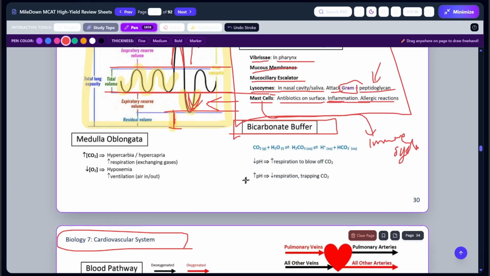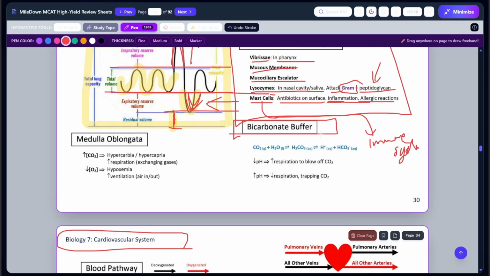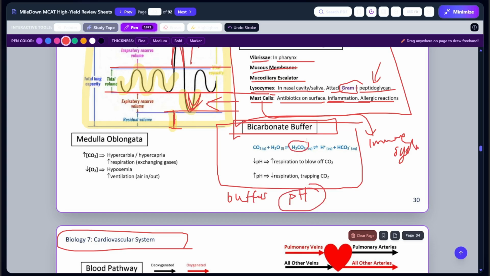Bicarbonate buffer, we talked about this in chemistry, how it follows Le Chatelier's principle. But basically, bicarbonate buffer in biology is your buffer system for pH. So it's keeping the pH of your blood at the regular pH that it is. CO2 plus H2O turns into bicarbonate and H+. So it's a balancing act, the bicarbonate buffer, to stabilize your blood's pH.